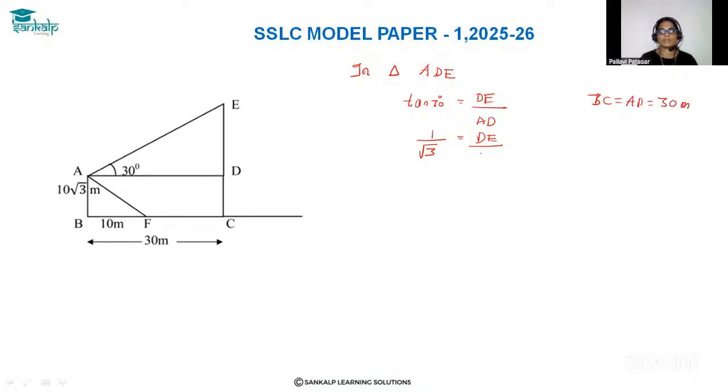So divided by adjacent side is AD. So this is 30 meter. So DE is equal to 30 divided by root 3.